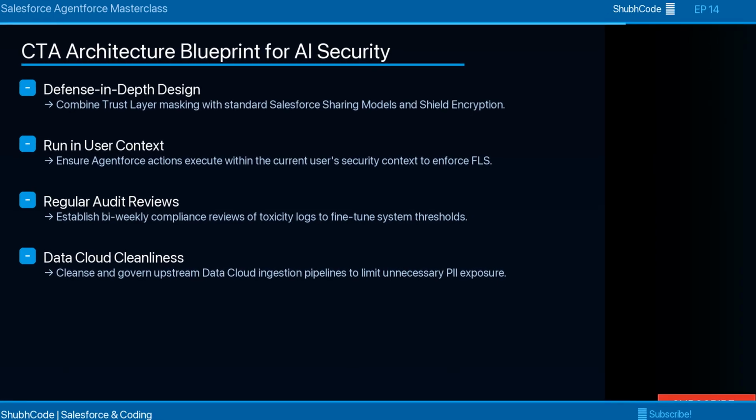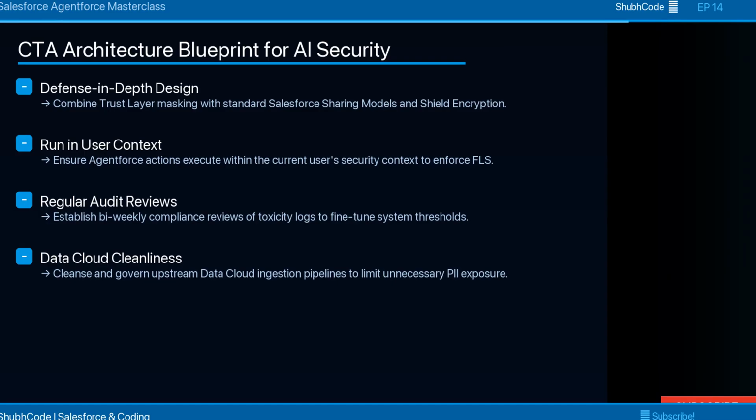When designing your security architecture as a CTA, remember that the Einstein Trust Layer is your primary shield, but it works best as part of a defense-in-depth strategy. You must combine the trust layer with robust Salesforce sharing rules, field-level security, and transaction security policies. Ensure your Agentforce actions run in user context where possible to prevent the model from retrieving records the active user shouldn't see. By combining Salesforce's native data security model with the dynamic power of the trust layer, you create an unshakable, enterprise-grade AI solution.